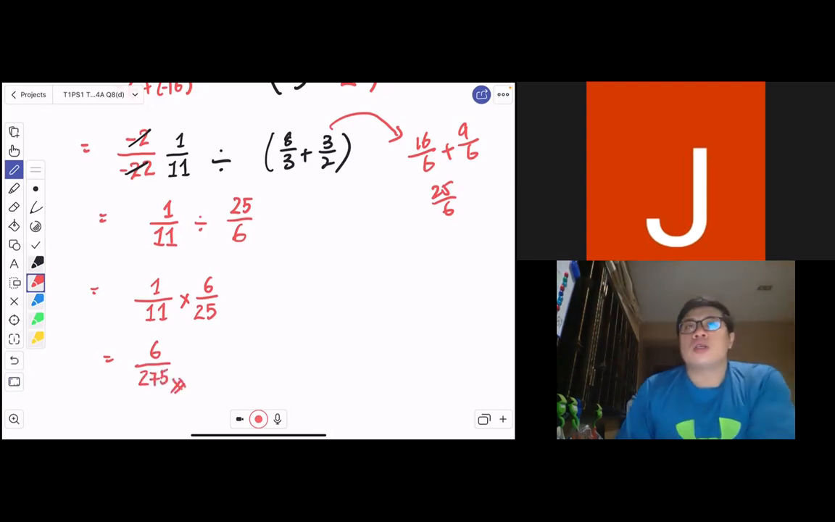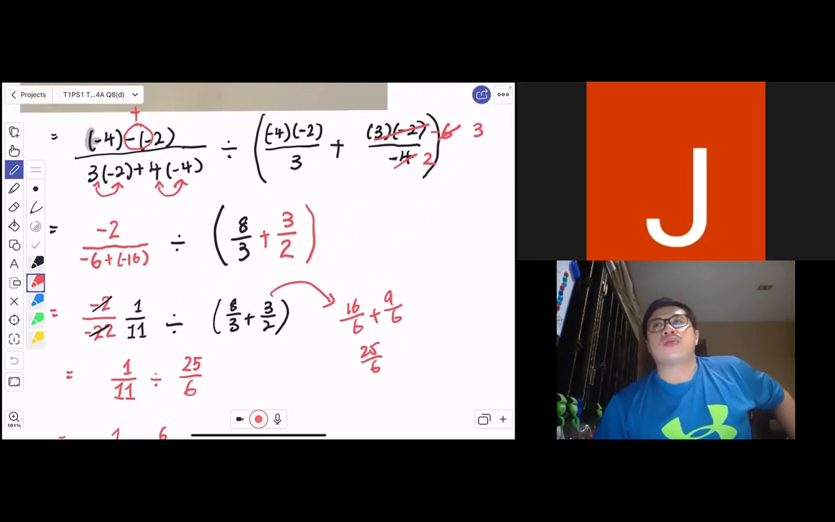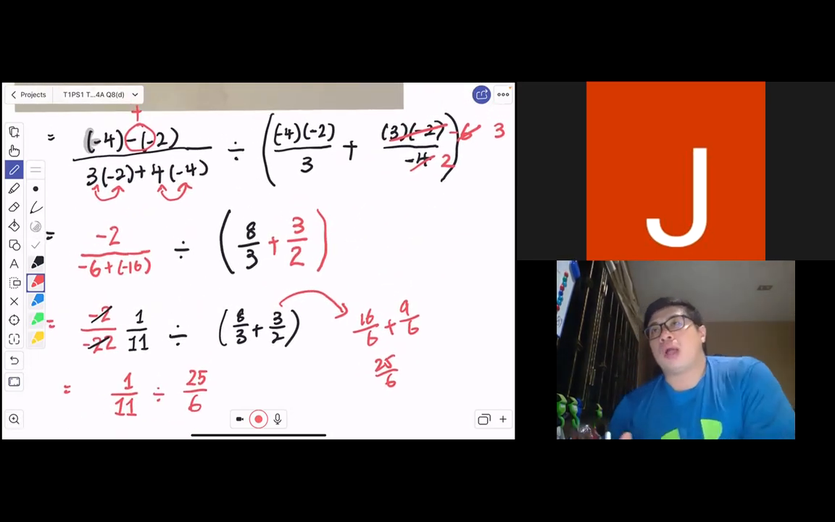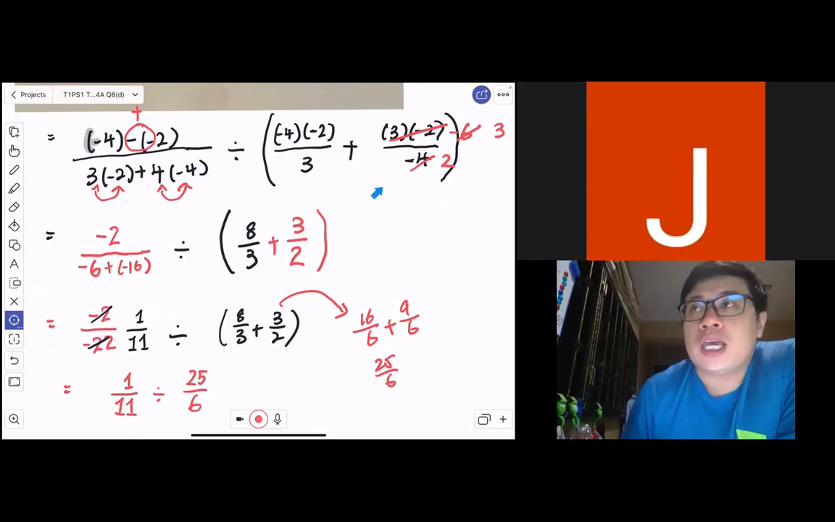So just take note of what I've done. Usually, when I put the values in, I put the terms in one by one. I simplify each fraction first before I mingle them with each other. Okay, thank you.